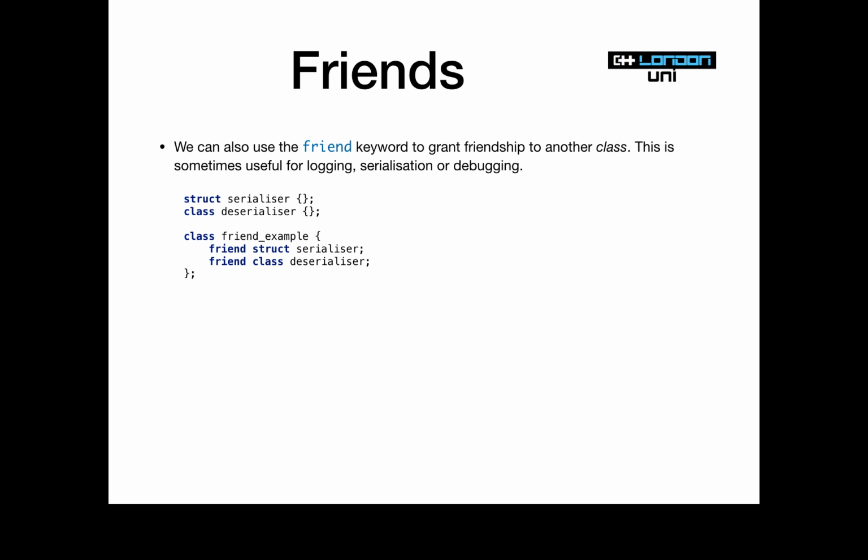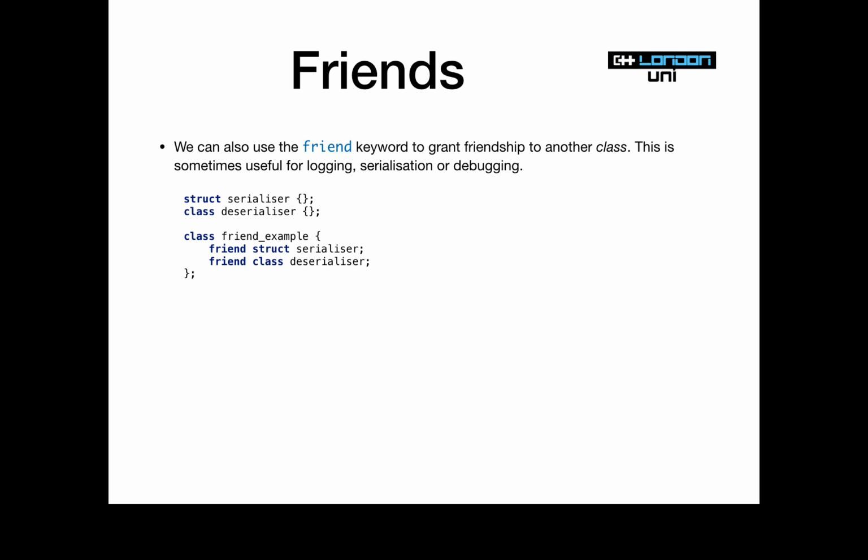And now our friend example, I've written friend struct serializer to say that this one is a friend of ours, or friend class deserializer. So this says the entire struct, all of the members of serializer are my friends, and all of the members of deserializer are my friends. Because we need access to the attributes to save its state.